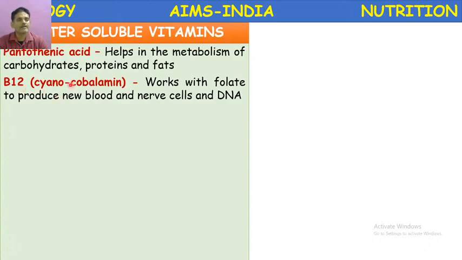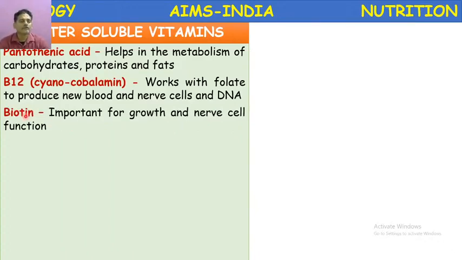Vitamin B12, cyanocobalamin. It is a B complex vitamin. It works with folate to form new blood and new nerve cells and also the synthesis of DNA. Very important vitamin. Vitamin B12, cyanocobalamin, works with folate, meaning folic acid, to produce new RBC and neurons and also the DNA.